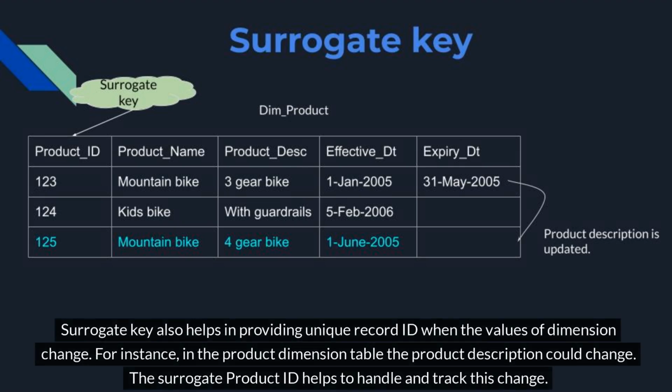Surrogate key also helps in providing a unique record ID when the values of a dimension change. For instance, in the product dimension table, the product description could change. The surrogate product ID helps to handle and track this change.